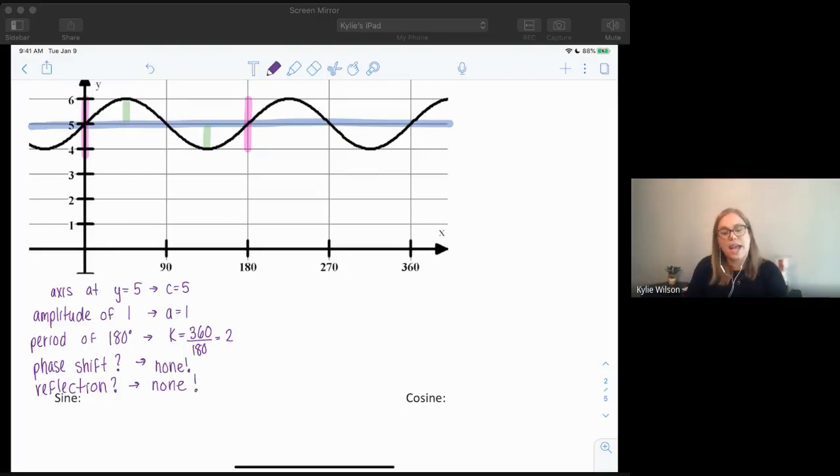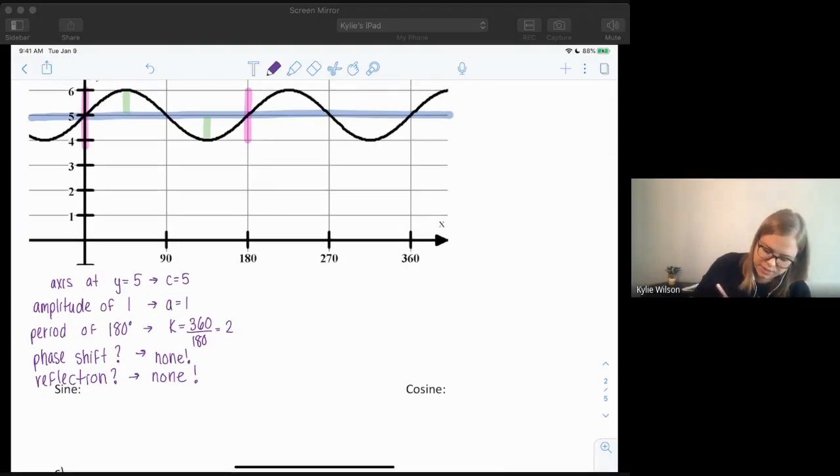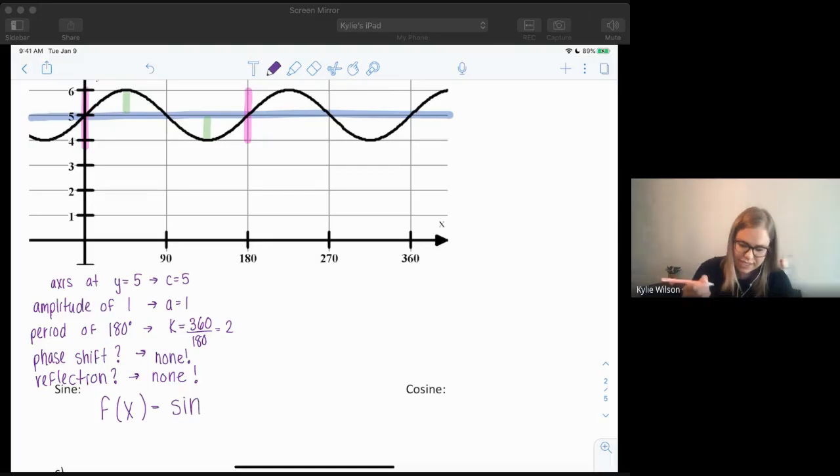So now we can figure out our sine equation. We'll have f(x) equals, our A value is 1, so we don't need to write it. Then we'll have sine, our K value is 2. We don't have any shift, so no D value, and then our C value is 5. So that would be our final answer.